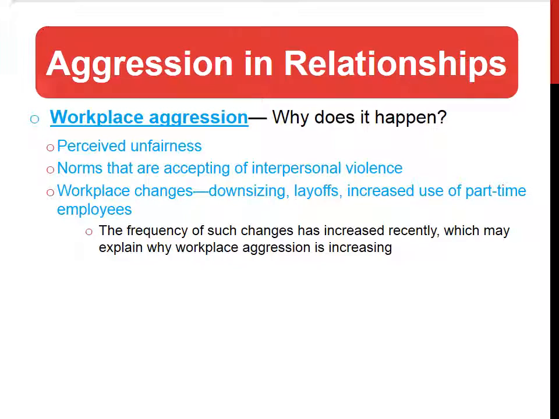Examples of this include downsizing or layoffs, which results in employees being retrenched, or it could include, for example, the increased use of part-time employees, which means that full-time employees are also either retrenched or have their working hours cut down, which then affects their income. And sometimes when employees are unable to cope with their frustration in a legally accepted way or in a socially accepted way, they may turn to covert forms of aggression to actually cope with these changes at their work environment.